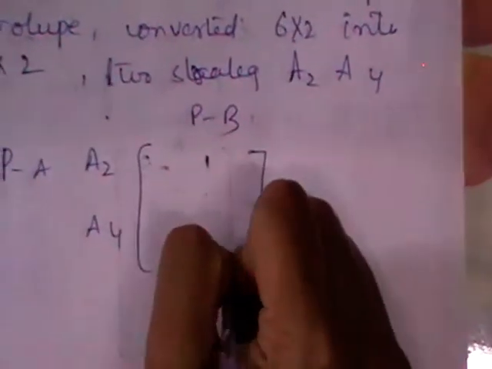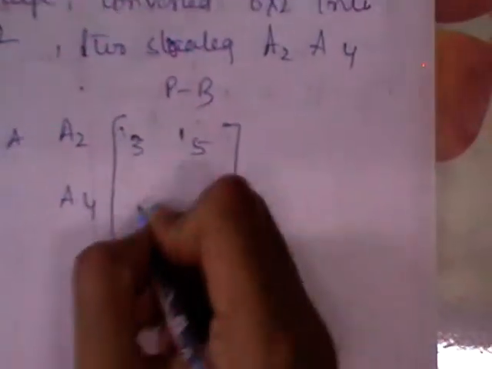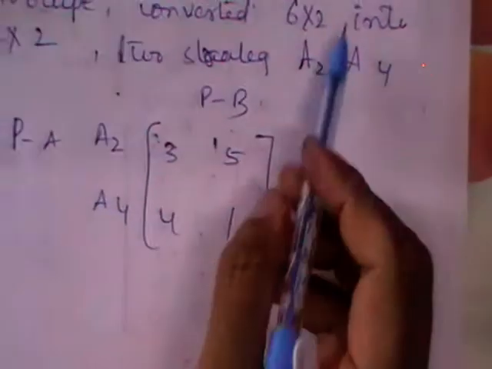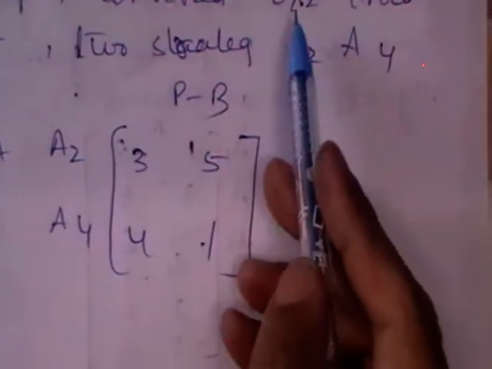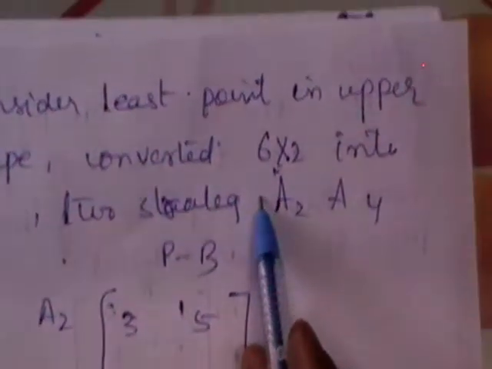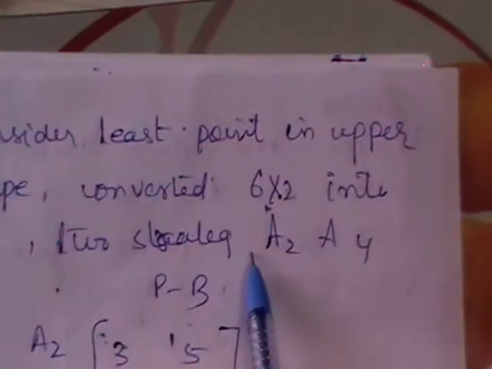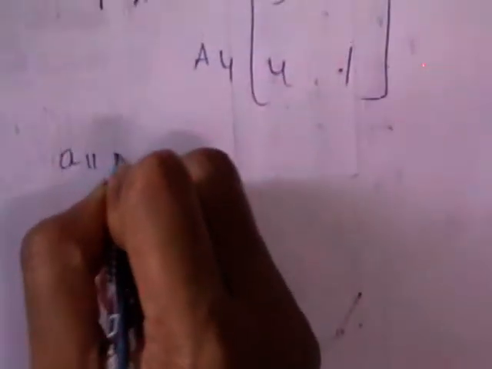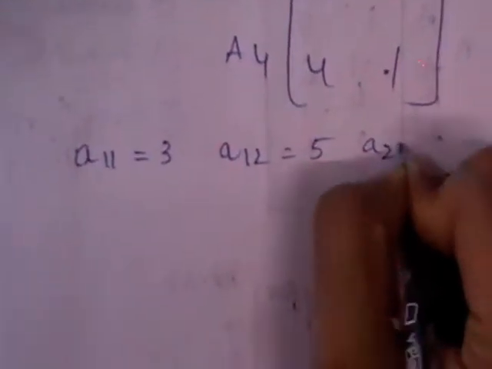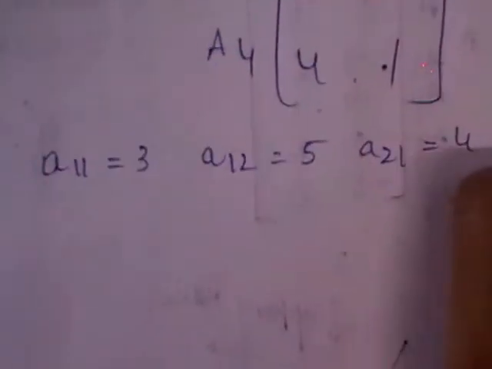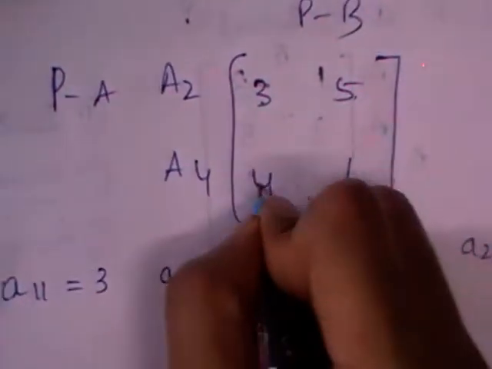What is the A2 payoff here? 3 5 and 4 1. It means you have converted 6 by 2 into 2 by 2 by considering the upper envelope with the lowest point, and the lowest point is a combination of two strategies, A2 and A4. So I think we can use the mixed strategies method here. What is A11 here? 3. A12 here is 5. A21 here is 4. A22 is 1.